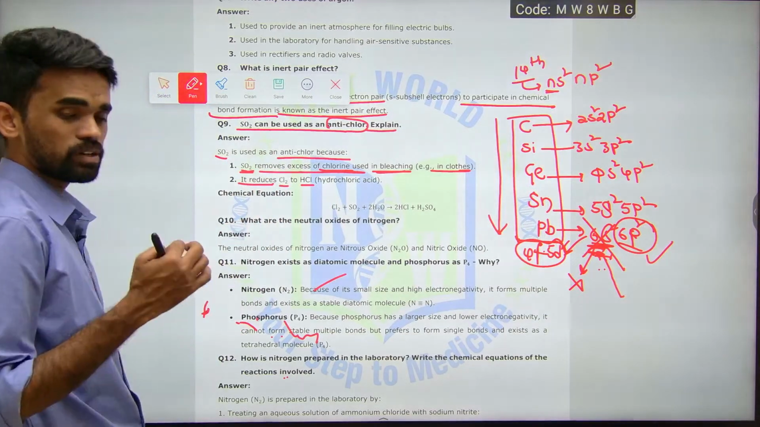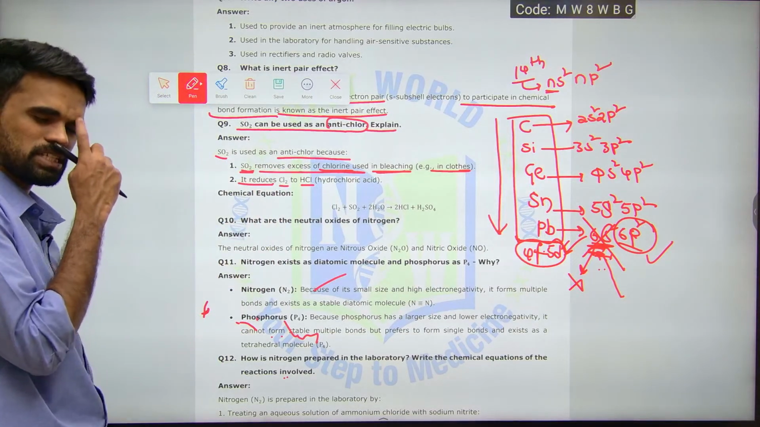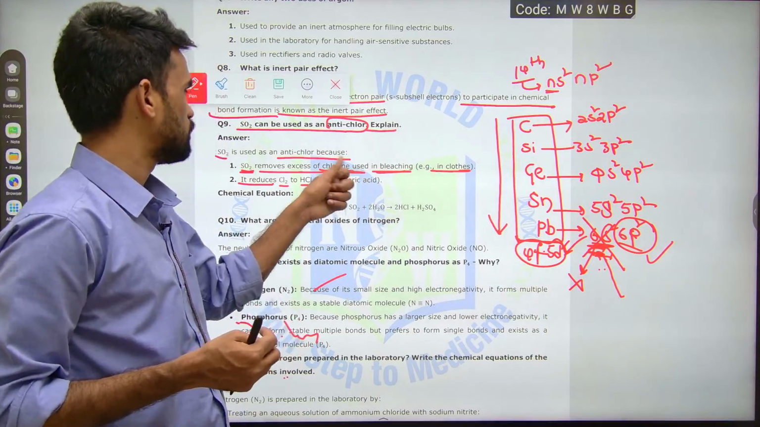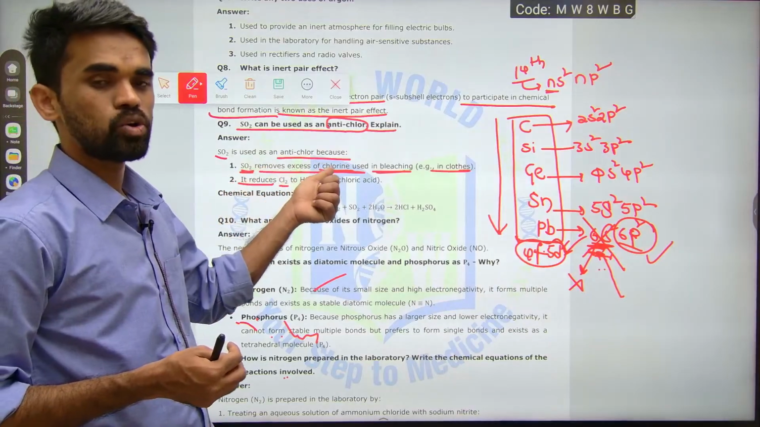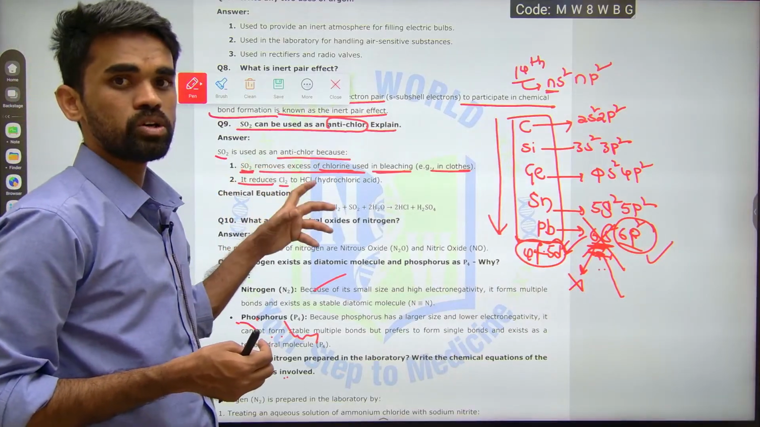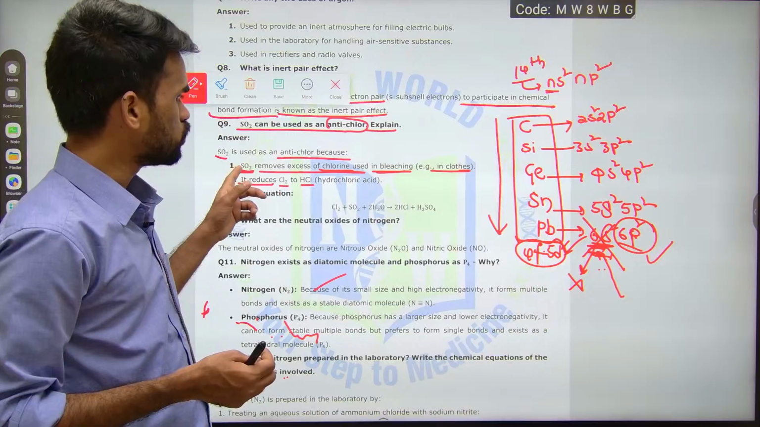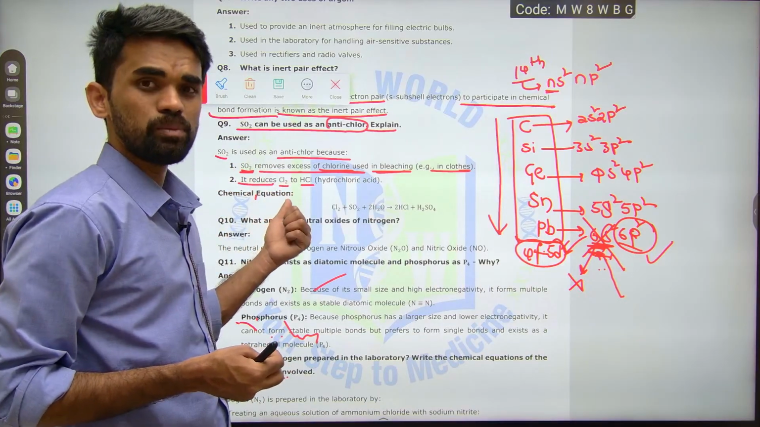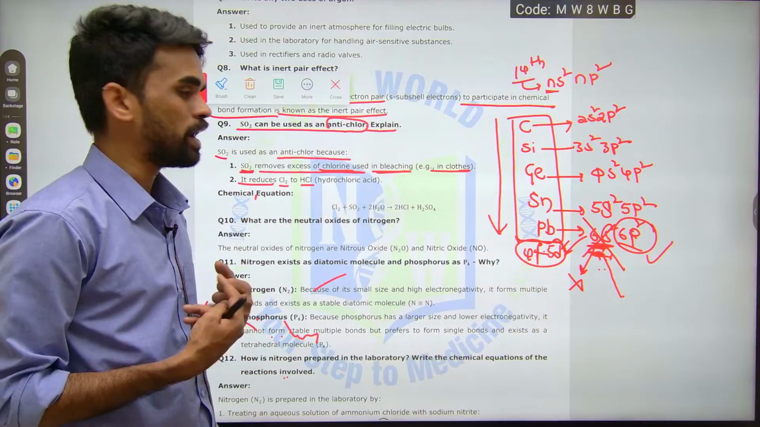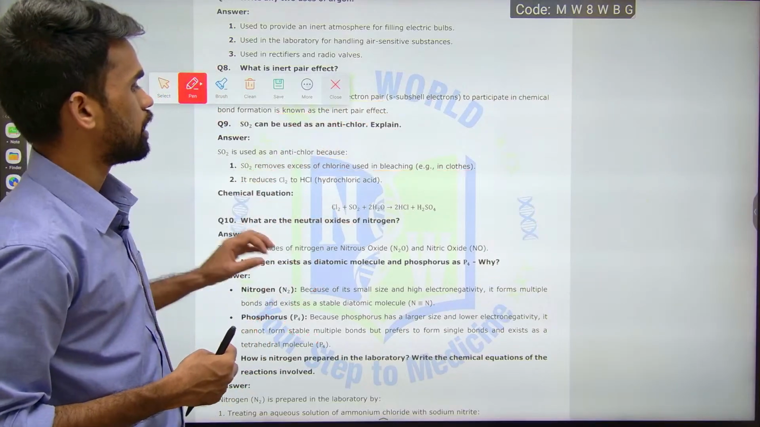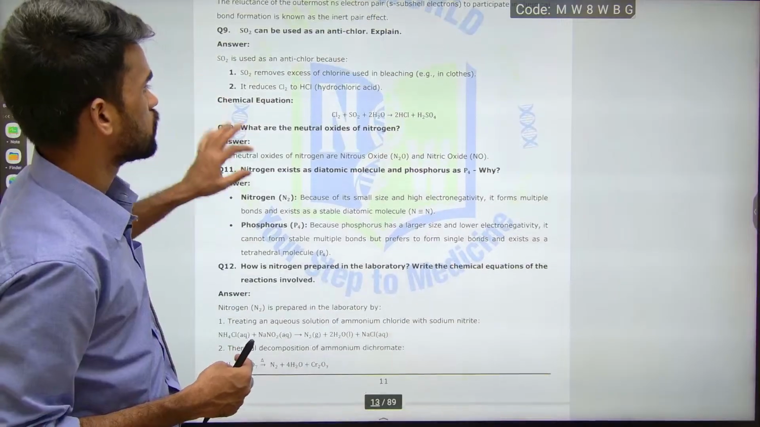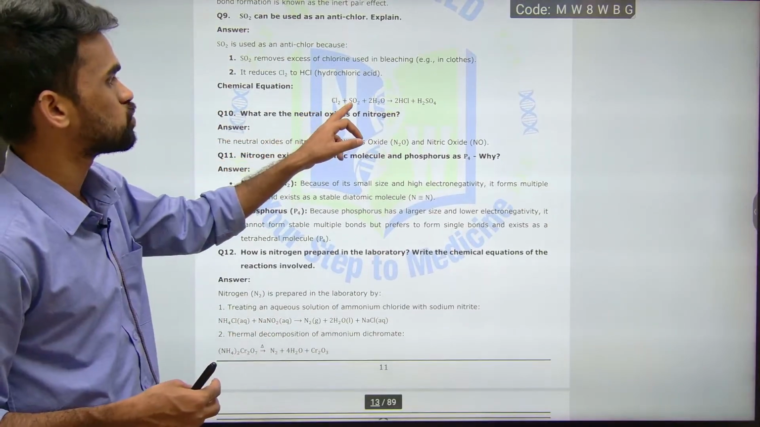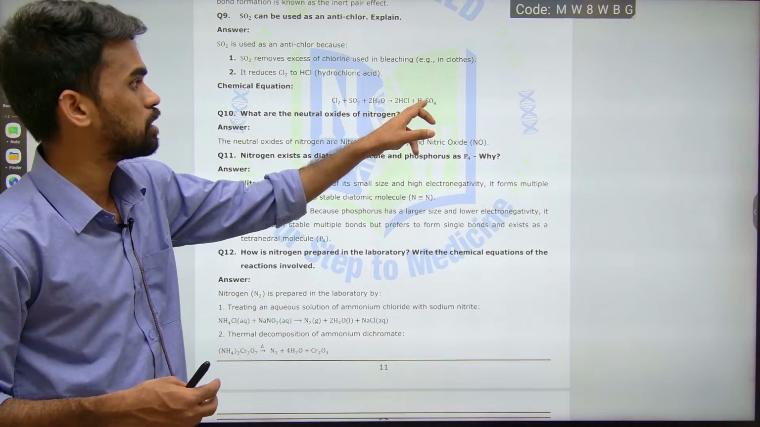Now, when we are using bleaching, it contains chlorine, right? The extra chlorine will be removed by SO2. How will it be reduced? Chlorine will be reduced to HCl, like the chloride ion it is forming. Okay, hydrochloric acid is formed. So this is how you need to mention the chemical reaction also: Cl2 plus SO2 in water forming 2HCl plus H2SO4.